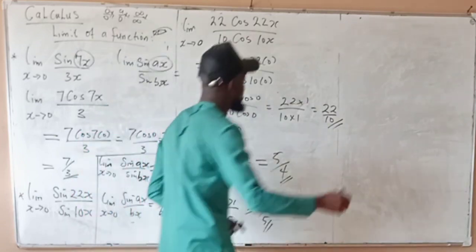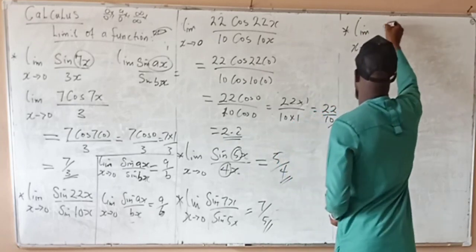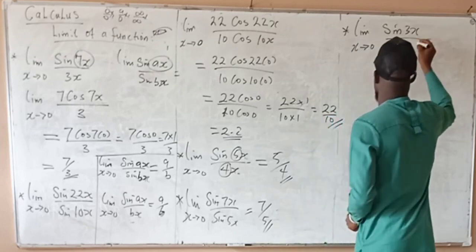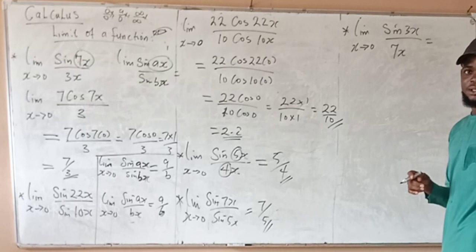Now what if I have the limit as x approaches 0 of sine 3x over 7x? I'll tell you the answer. You can write the answer down if I write it.